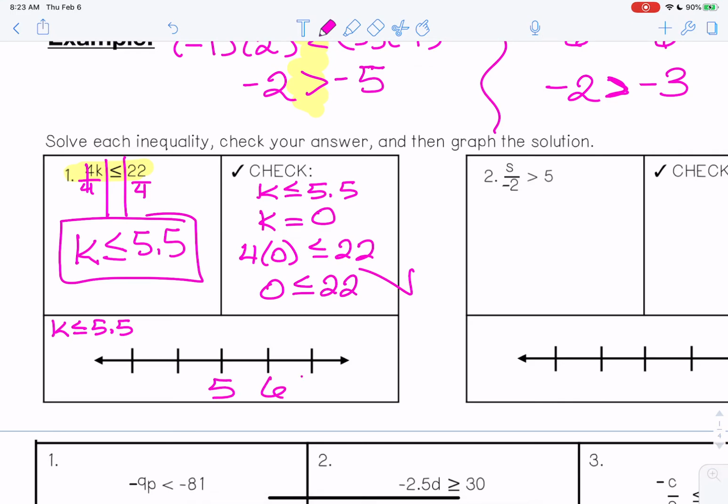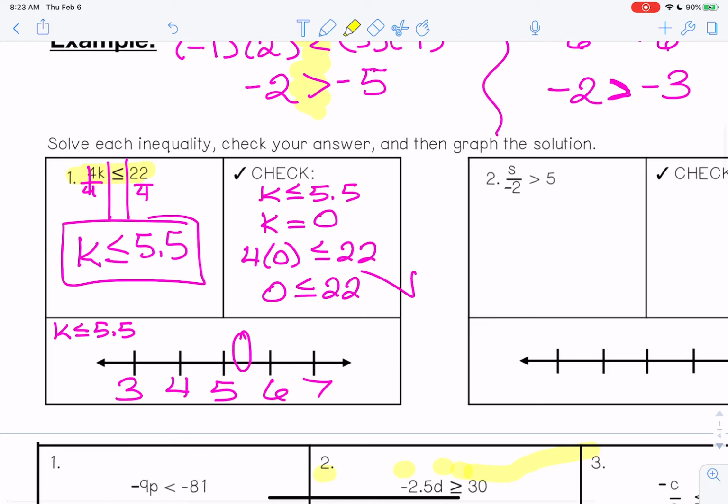So, I'm going to do a couple of numbers bigger, a couple of numbers smaller. 5.5 is going to be halfway between 5 and 6. We have the or equal sign also there, so that means our bubble is going to be filled in, not empty. And k is the numbers smaller than or equal to, so my arrow is going to go towards the numbers smaller than or equal to.